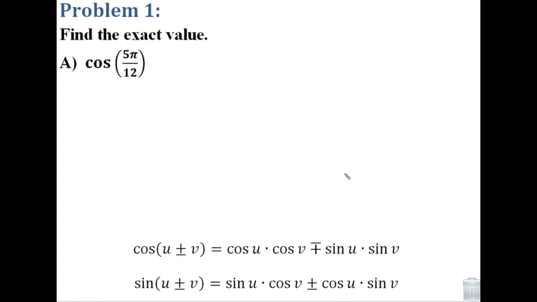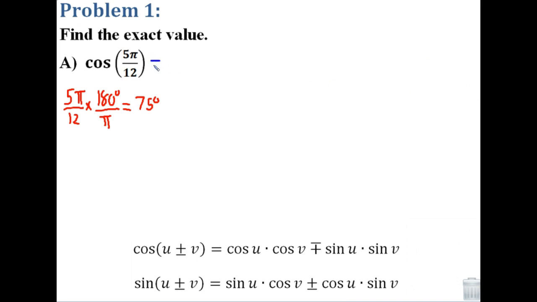Now, one thing we can use these identities for is to evaluate trig ratios for angles that we weren't able to do in the past. We'll show you what we mean by that. Problem 1 says, find the exact value of cosine of 5 pi over 12. That isn't one we've seen very often before, so let's convert that to degrees right off the bat. Remember, we can do that by multiplying 5 pi over 12 by 180 degrees over pi. When I do that, I end up with 75 degrees.